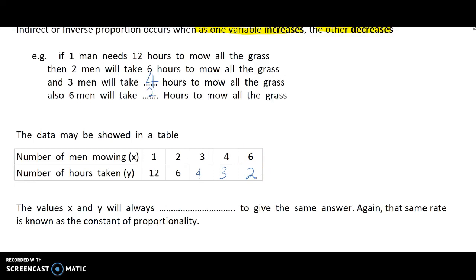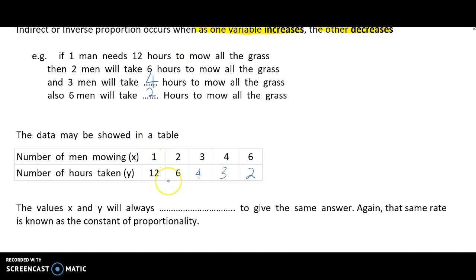Think back to when we did direct proportion and we did a table like this. We got a constant value. How do we get that constant value? We got that by dividing the y by x. So if we did 12 divided by 1 or 6 divided by 2, that was in direct proportion. But over here, it's similar, but still a different operation.